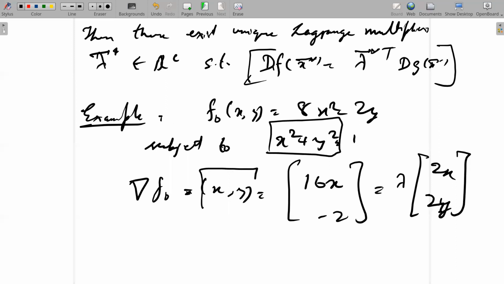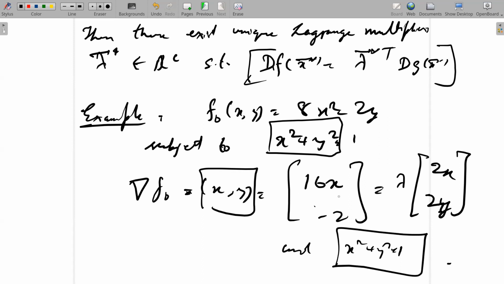So there must be something in this feasible set. You need to satisfy this equation and x squared plus y squared equals 1. We should never forget this. This is a general condition, the Lagrange conditions, that whatever optimal solution you have must satisfy. But at the same time, the optimal solution must be feasible. That goes without saying, so we always have to check x squared plus y squared equals 1.